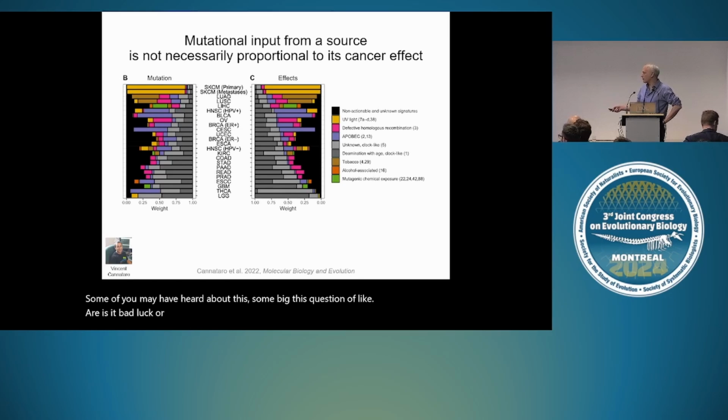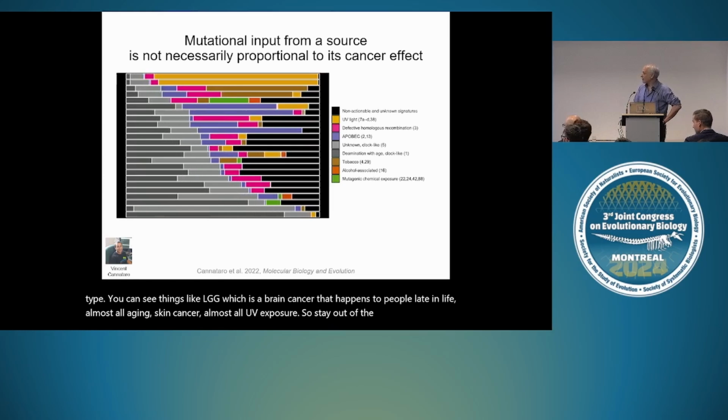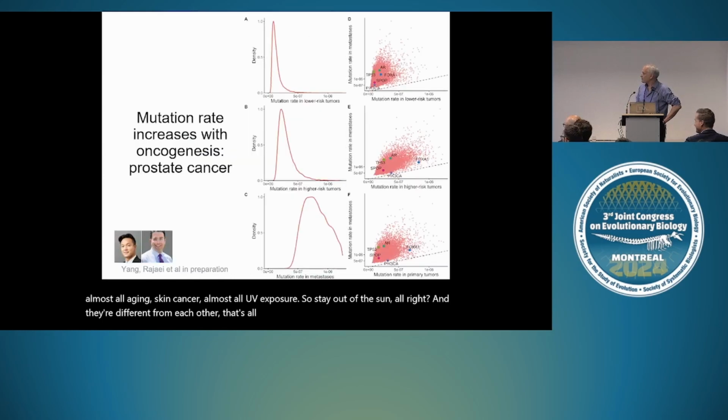This basically answers this question, at least if you think about it in terms of aging or some exogenous exposure. We have proportions for every different cancer type. You can see things like LGG, which is a brain cancer that happens to people late in life, almost all aging. Skin cancer, almost all UV exposure, so stay out of the sun. All right, and they're different from each other. That's all this diagram says.